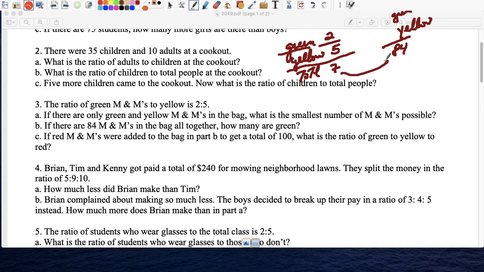So we can find a relationship here. I believe it's times 12. Yes, it is. So let's multiply everything times 12. So 5 times 12 is 60. 2 times 12 is 24. And the answer, how many are green? 24 are green.